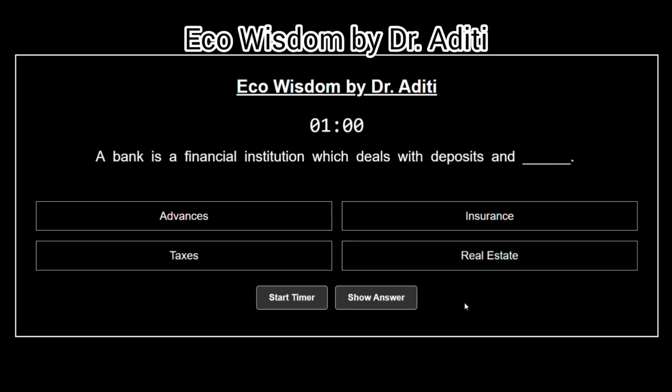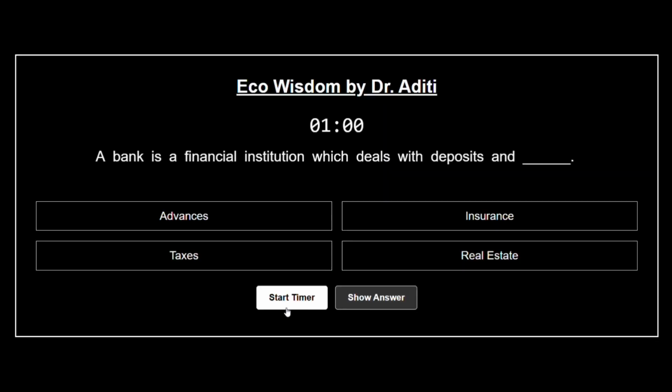The first question that we have is, a bank is a financial institution which deals with deposits and dash. The four options that you have are advances, insurance, taxes, and real estate. You can see the timer is on, and you have around 40 more seconds left. You have to mark your answer, and once the timer goes off, we will come up with the correct answer.